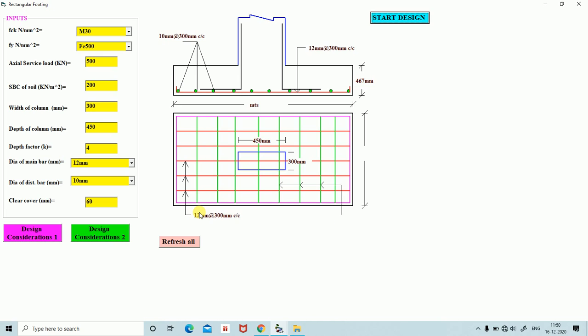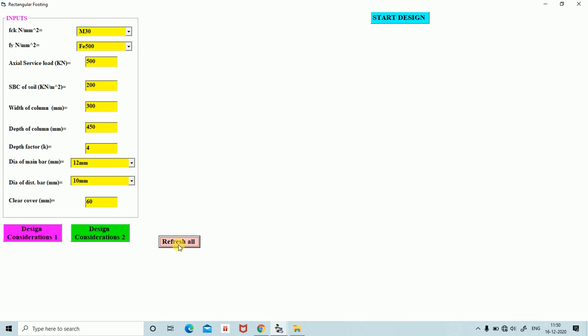This is all about design of rectangular footing in Visual Basic 6.0. If you want to refresh, just refresh all. Let me again take the axial service load as 60 tons, that is 600 kilonewton. Then start design. Area of the footing is 3.3. I am providing 1.5 by 1.5.